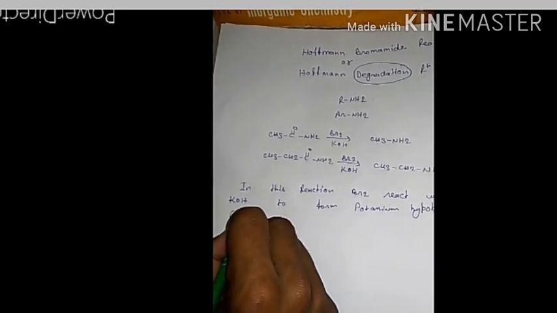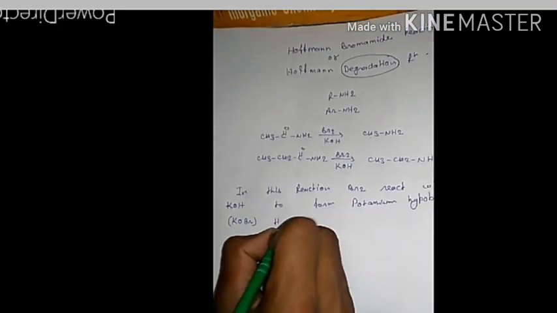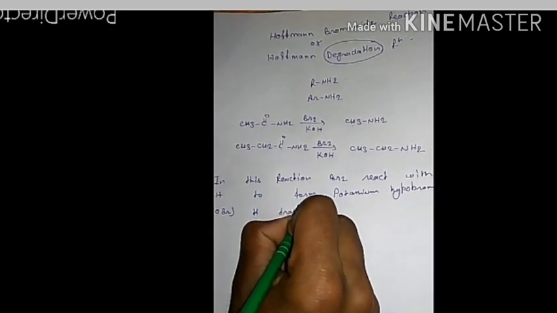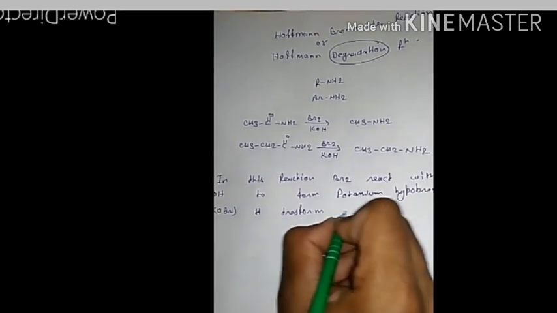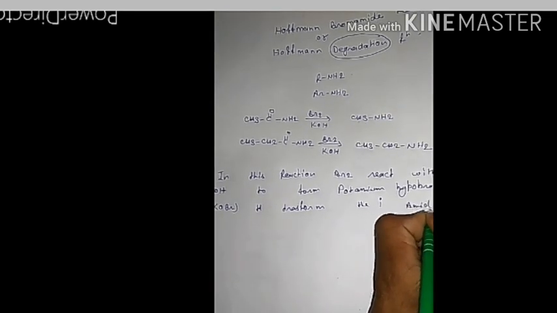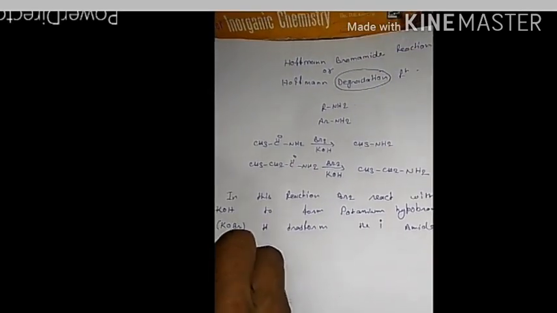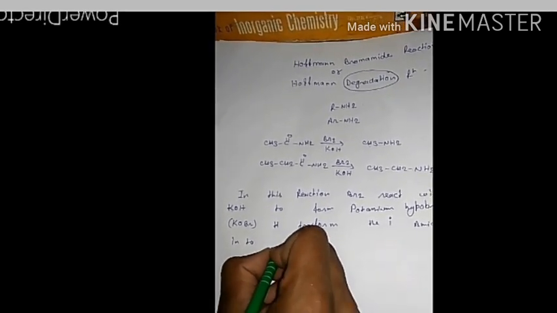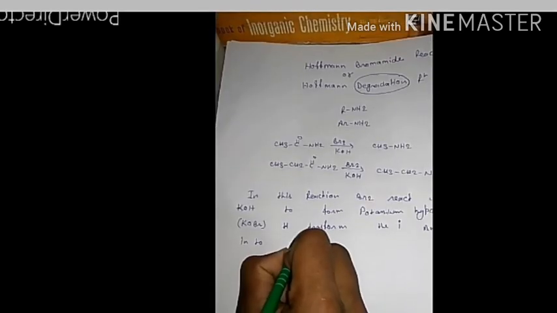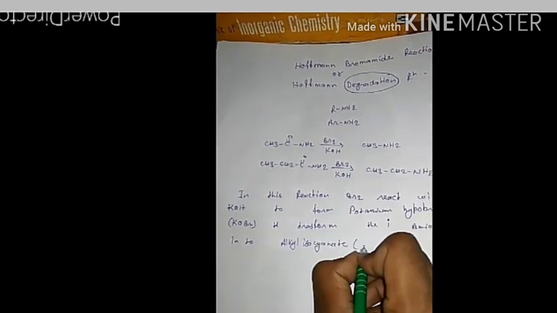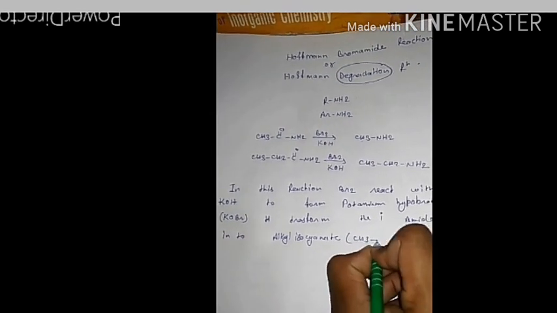This hypobromite transforms the primary amide into alkyl isocyanate. Alkyl isocyanate.